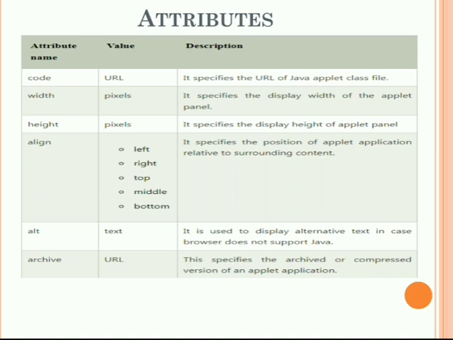Code मतलब क्या लिखते हैं हम? URL. Whatever the applet you are creating, for that whatever URL you are giving, that is nothing but the name of that particular applet. It is called code. It specifies the URL of the Java applet class file.